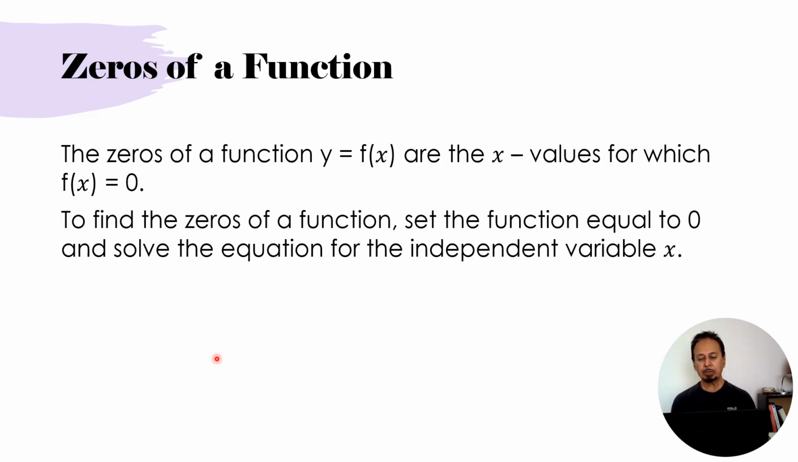Zeros of a function. What are zeros of a function? The zeros of a function y equals f(x) are the x values for which f(x) equals 0. This suggests that to find the zeros of the function, you have to set the function equal to 0 and then solve the equation for the variable x.